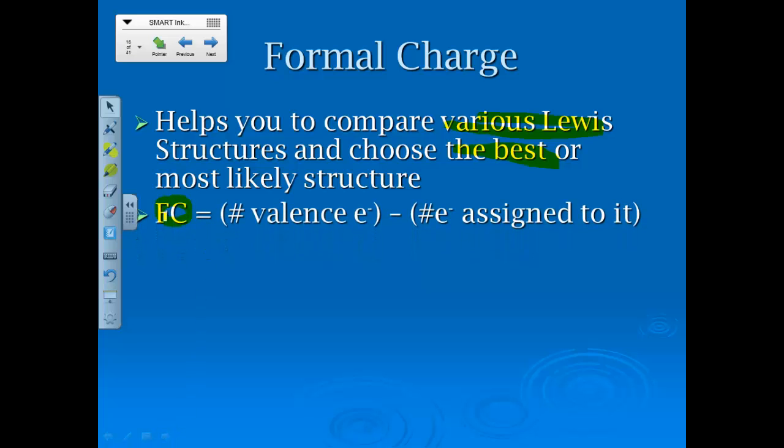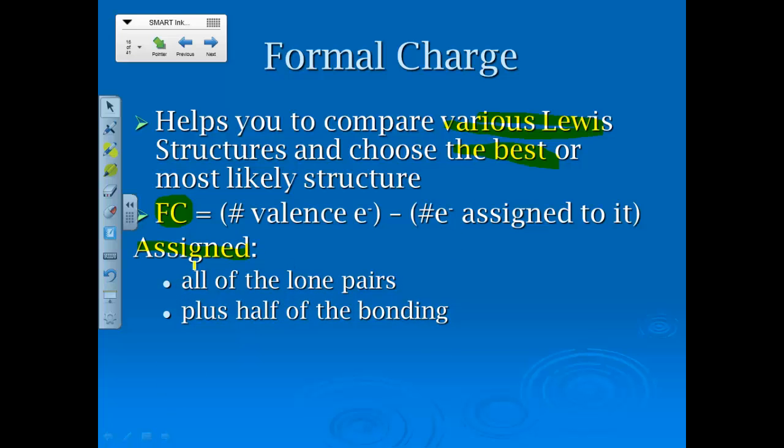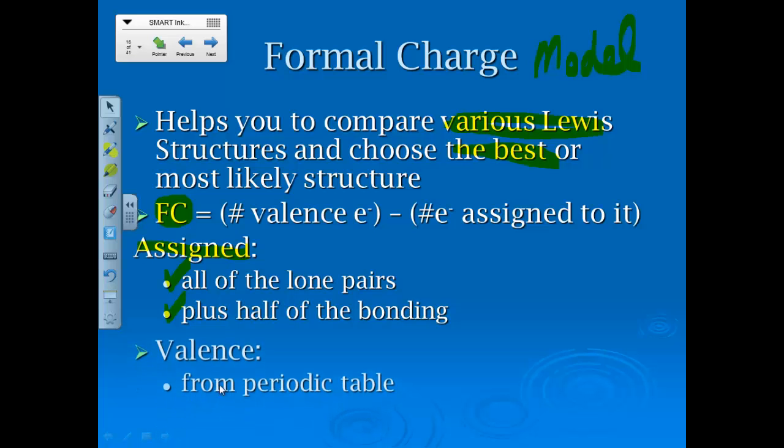Pretty much the way that formal charge works is you take the number of valence electrons, which you get off the periodic table, same way we've done it. We subtract the electrons assigned to that atom. Now, how do we assign electrons? Well, they get credit for all of the lone pairs, and they get credit for half of the bonding. So we essentially take those bonds and split them in half and just assign them. Again, this is a model. It's not perfect, but it gives us one more way to try to compare these things. Again, the valence comes from the periodic table.